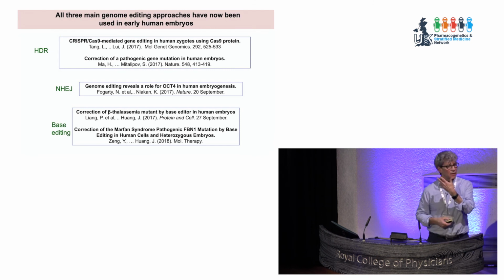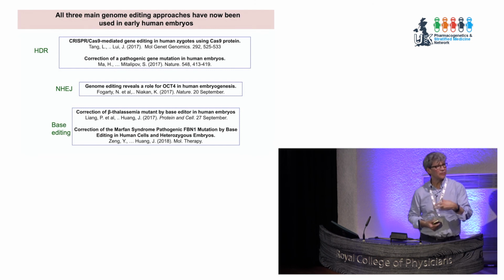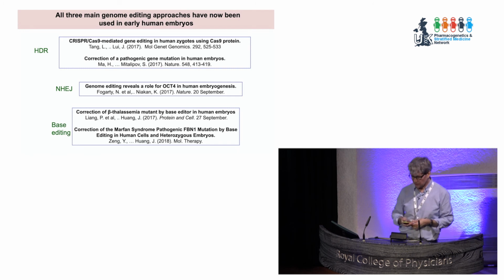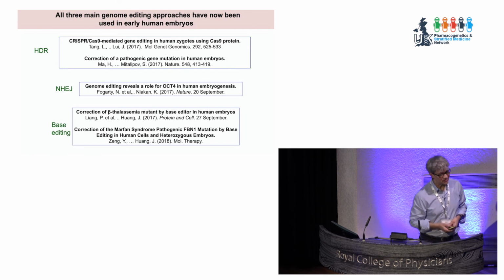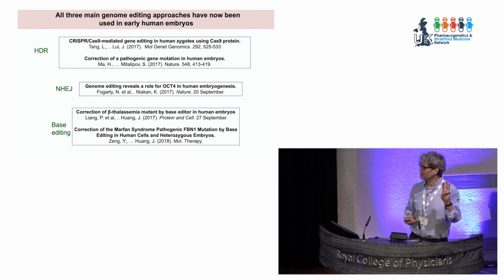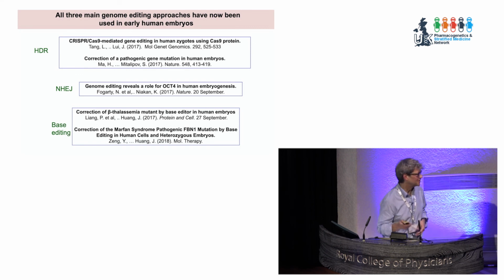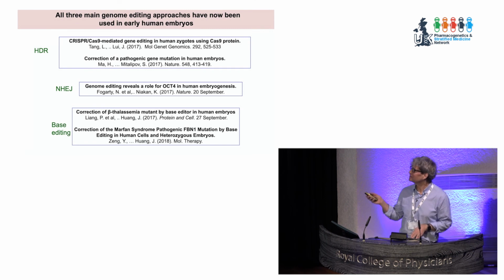But the methods are becoming more and more efficient. All 3 of homology-directed repair, non-homologous end joining, and base editing methods have been used in early human embryos. The famous case now of the 3 girls born in China who were modified in the CCR5 gene was just using non-homologous end joining, which is the worst possible technique you might want to use to make a precise edit.